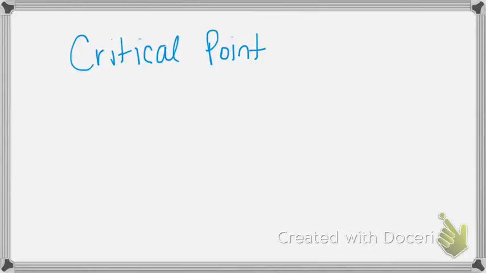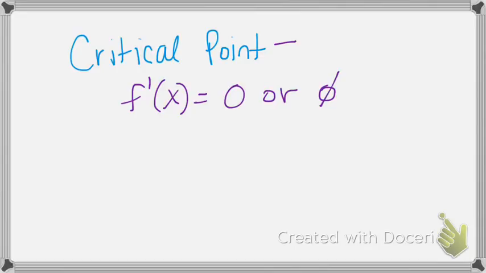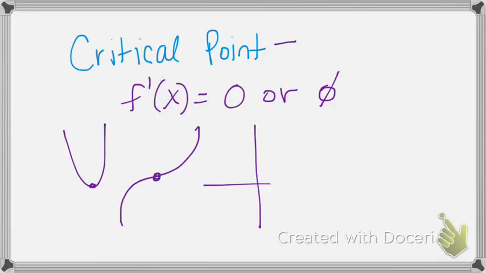So first we're going to talk about some vocabulary, some different types of points that you might see and what it means. A critical point is a point where f prime of x equals 0 or undefined. So this point here is a critical point because the slope is 0. This point is a critical point because the slope is 0.